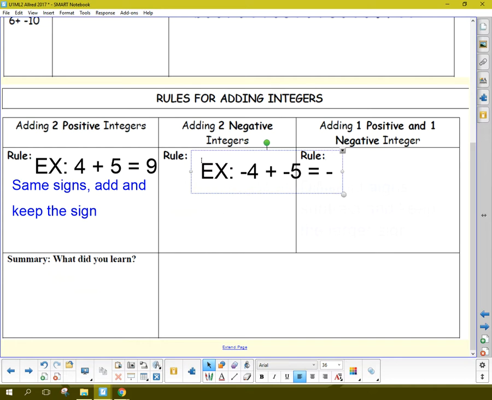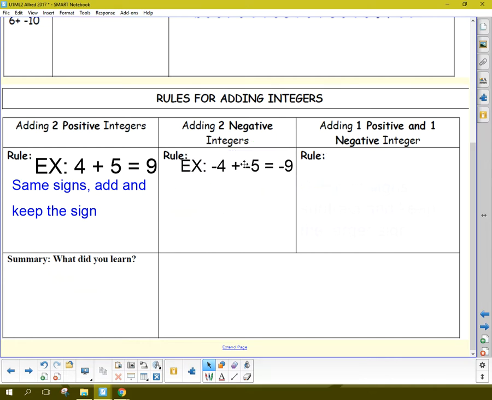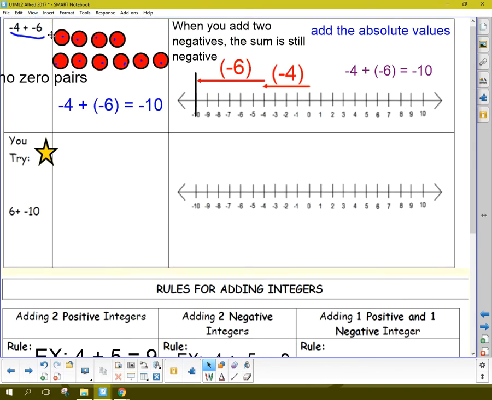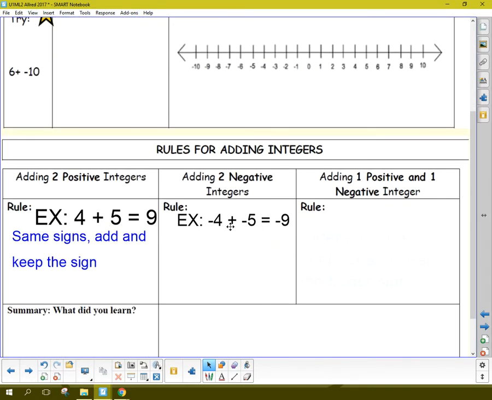You can add up those negative integers. You're going to keep the sign the same, just like this last example that we did up here with -4 plus -6. And -4 plus -5 is -9. So with the same signs, you're going to add the 2 absolute values and then keep the sign. If it's 2 negatives, your answer is going to stay negative. If it's 2 positives, your answer is going to stay positive. Only big difference is if you have 2 different signs.